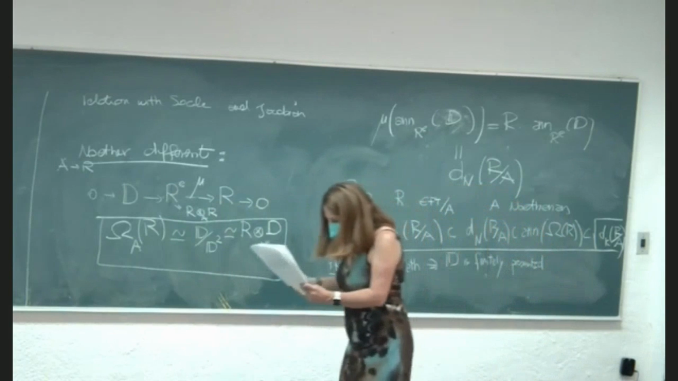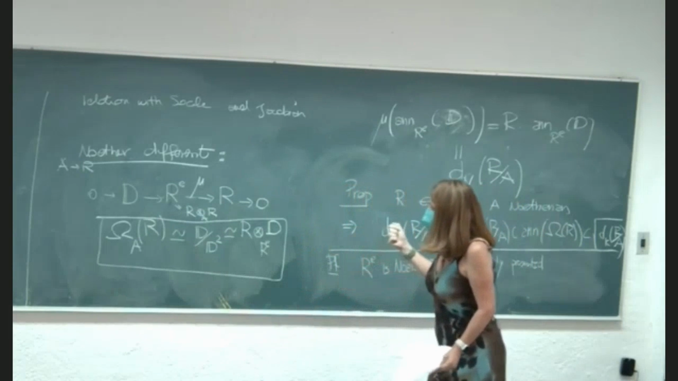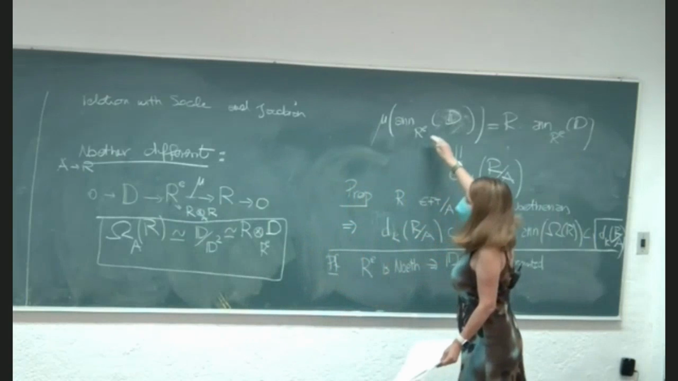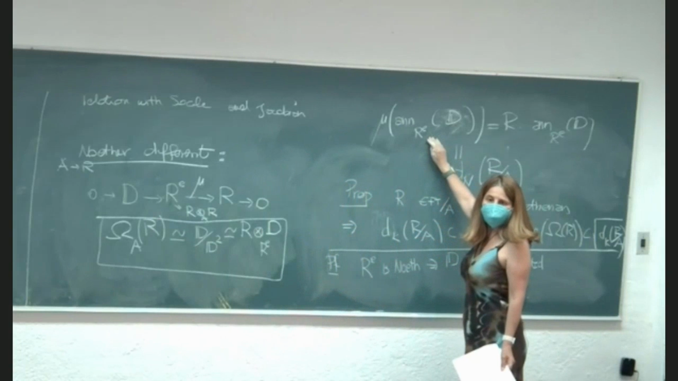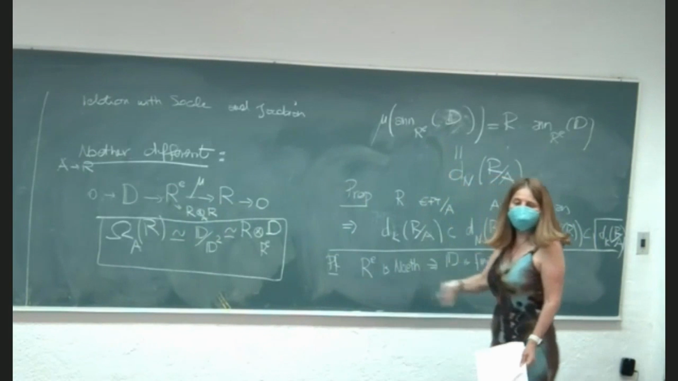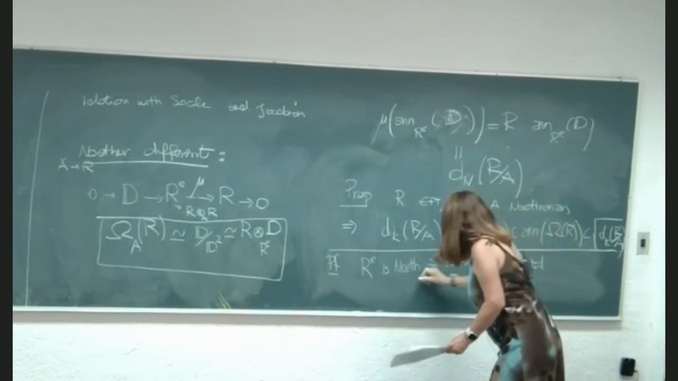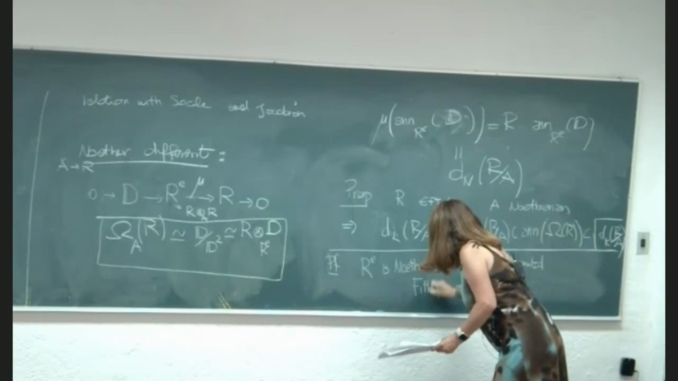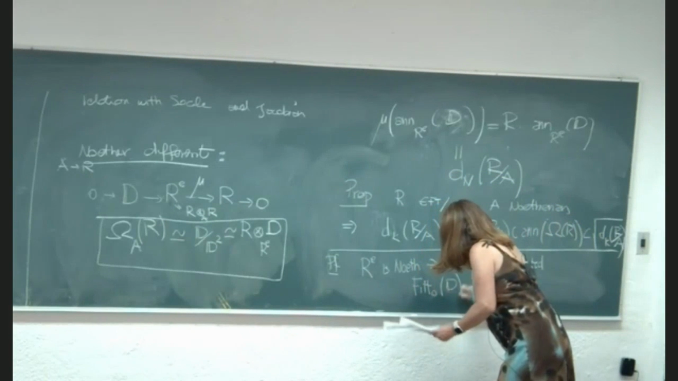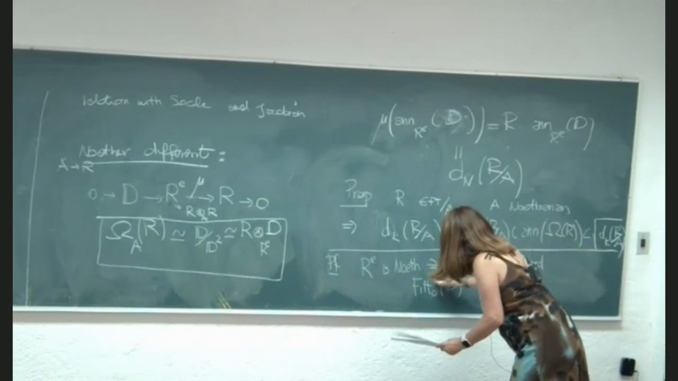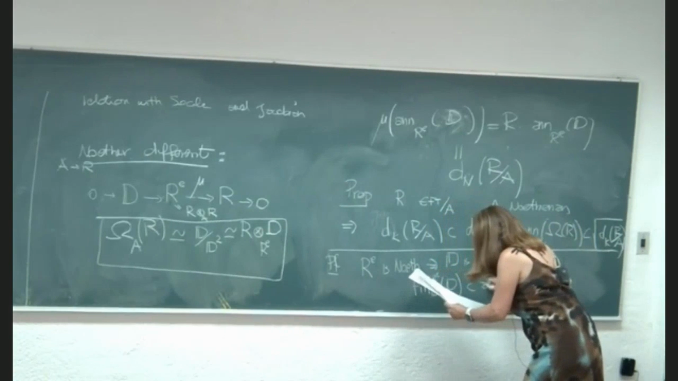Okay? Why do I care? Because if it's finally presented, I can relate the annihilator to the fitting ideal. Because it has a presentation matrix. And then the fitting zero of D, remember this is the fitting as an R^e-module, is contained always in the annihilator.